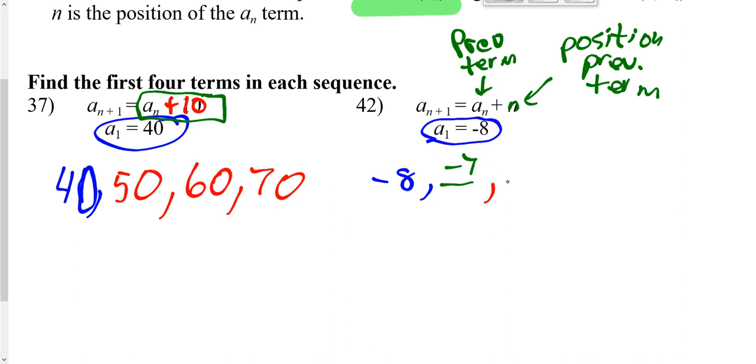So our rule says to get to this spot, we take our previous term, negative 7, plus its position, which is the second position, and you get negative 5. And then to get to our fourth term, you take the previous term, which is negative 5, plus its position, which is 3, and you get negative 2.